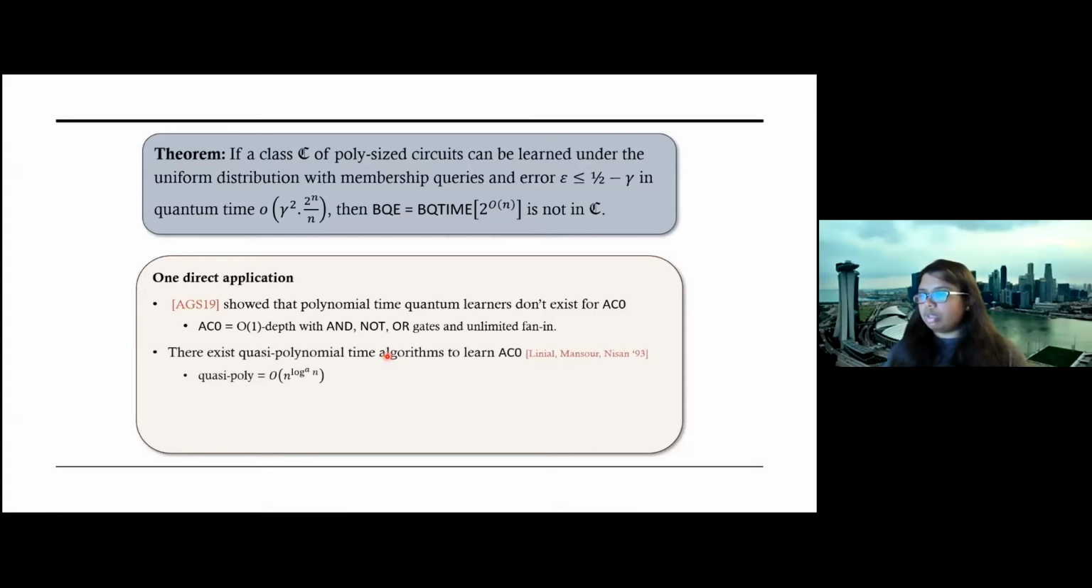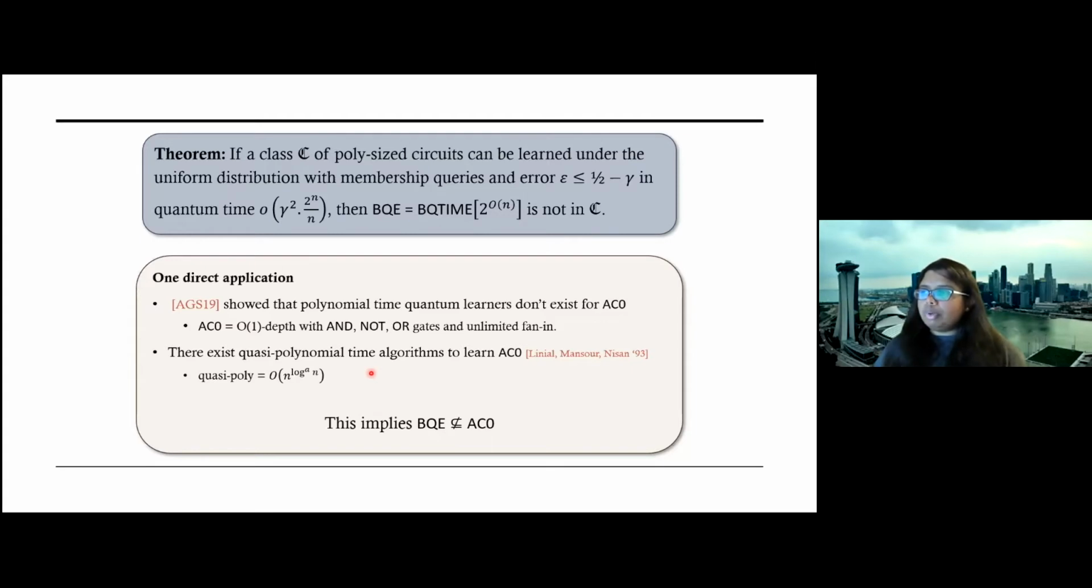And yes, we know that there exists a quasi-polynomial time algorithm to learn AC0. This is a classical algorithm by Linial, Mansour and Nisan. If we plug that back in, because clearly a classical algorithm can also be converted to a quantum one, we immediately get a bound that says that BQE is not in AC0. Of course, this is not very interesting because it is implied by a classical algorithm.